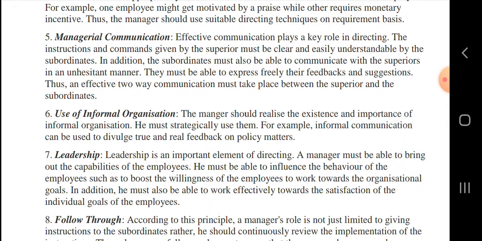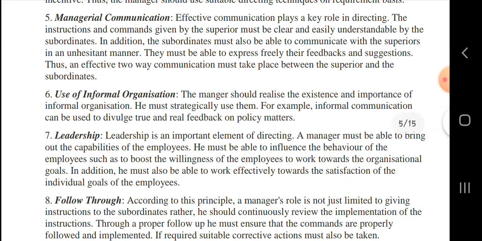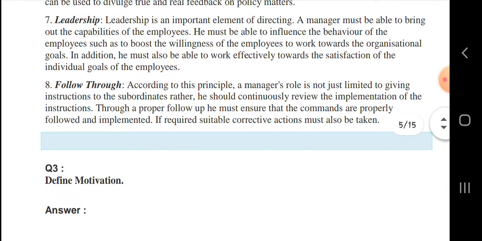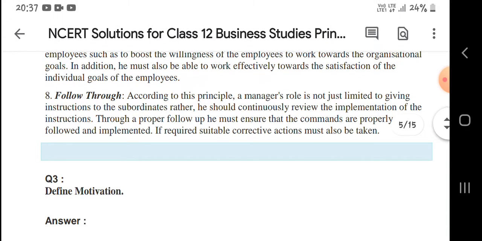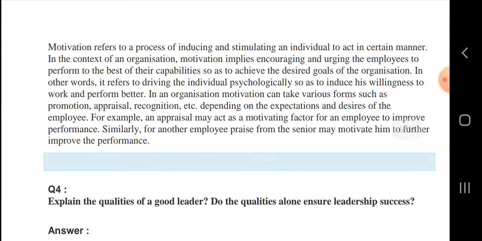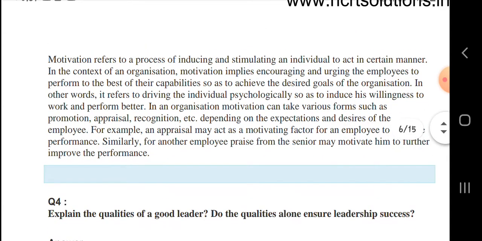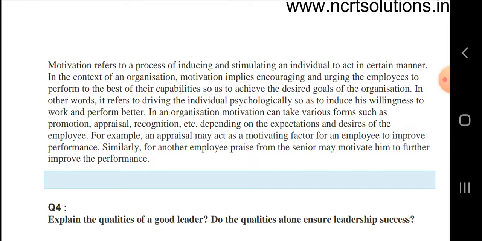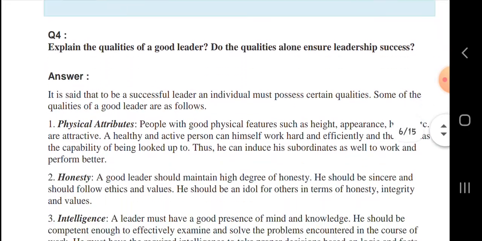And managerial communication. You should have communication with your workers also. Not just limiting yourself to giving instructions, you should also follow the instructions. Next, motivation. Motivation refers to the process of inducing and stimulating an individual to act in a certain manner.